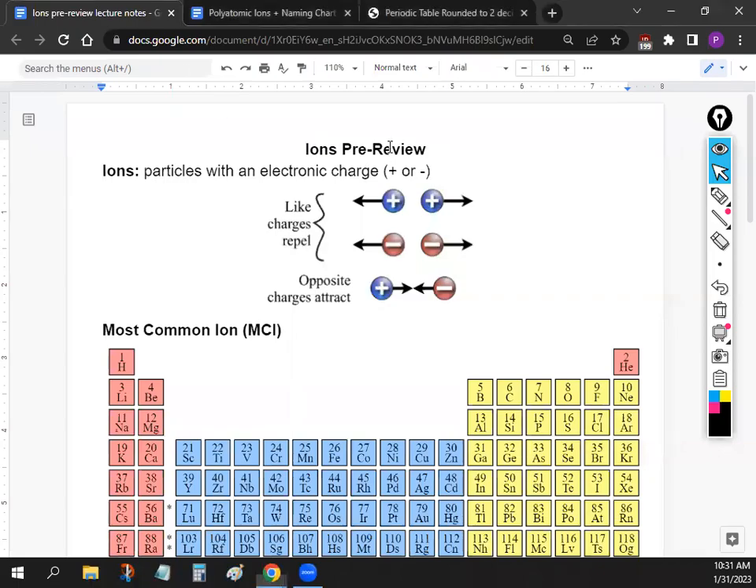Okay, so today's lecture is called Ions Pre-Review because we learned about ions, but it was a long time ago, right? And so I wanted to refresh your memory a little bit. So don't copy all of this down. You do not need to copy down everything for the notes. This is all posted on Canvas. I'm recording this for Canvas, so you'll have a video.